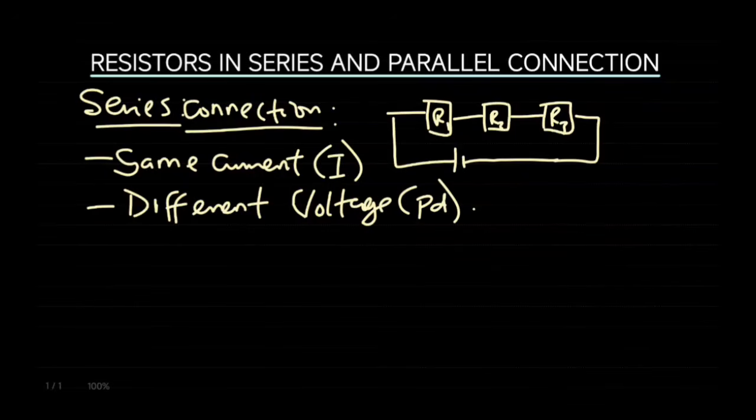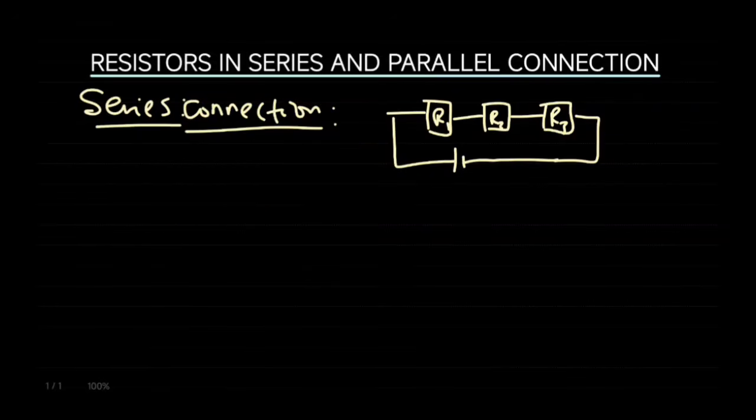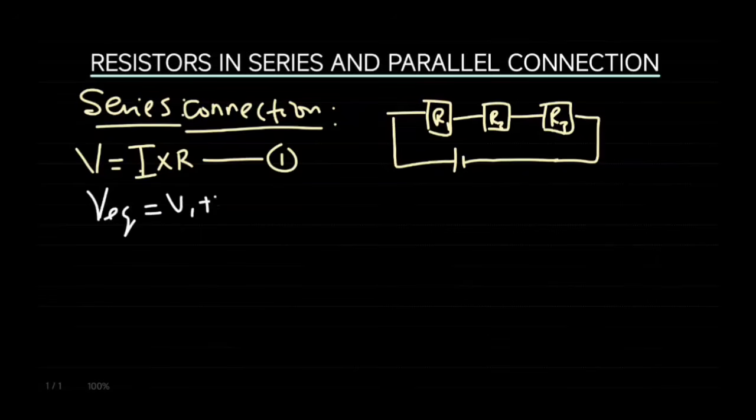Now we are going to be deriving the equation of resistors in series connection. Let's say we have an equation we call Ohm's law, which is given as V equals I times R. Let's call this equation 1. Now we're going to be using Ohm's law to derive resistors in series connection. Let's say we have V equivalent is equal to V1 plus V2 plus V3. Remember, in series connection, the potential difference across R1 is different from the potential difference across R2.